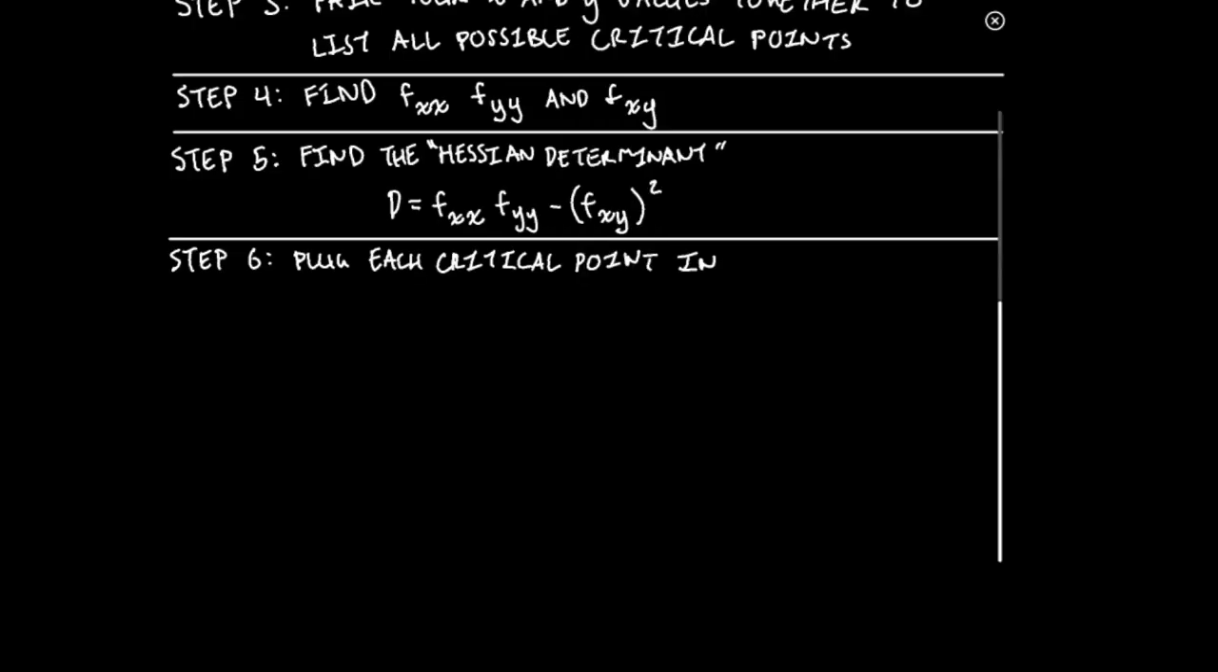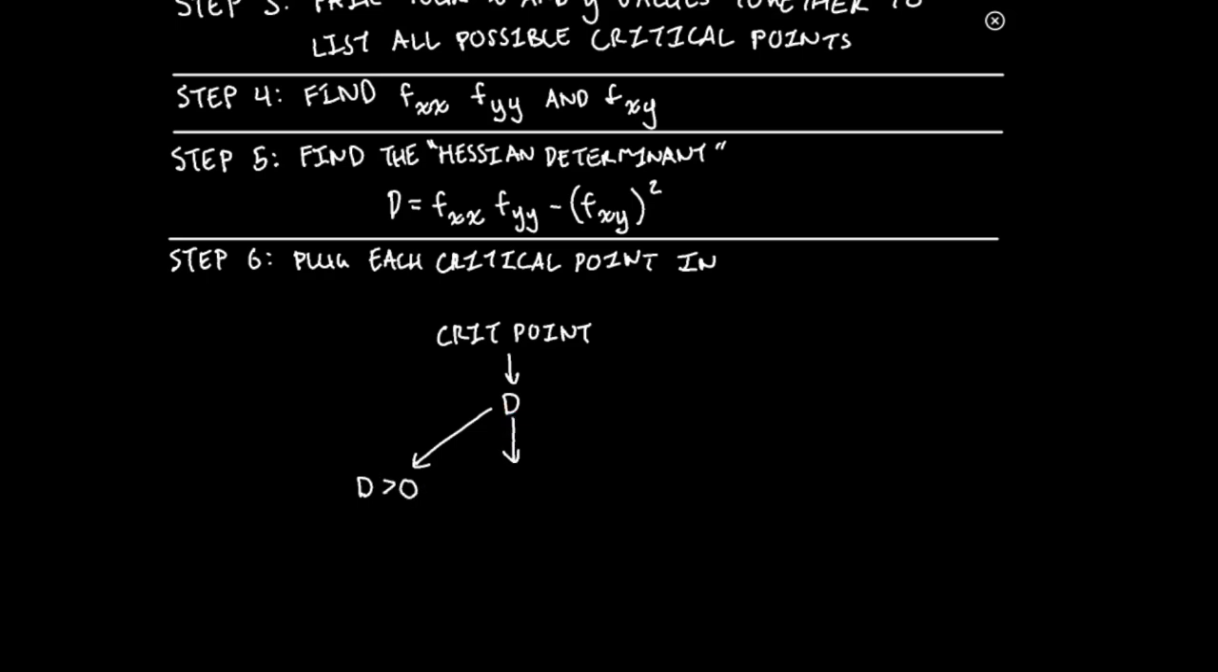So here we have our critical point. And first we plug it into our equation to figure out what d is, right? And we have 3 different possibilities here. D is greater than 0. D is equal to 0. And d is less than 0.